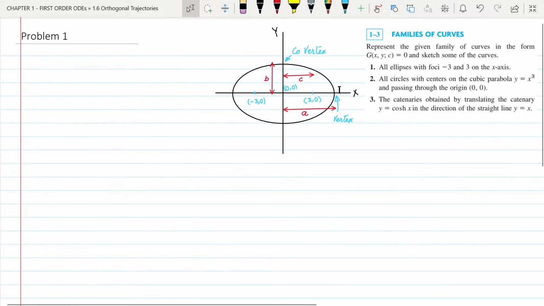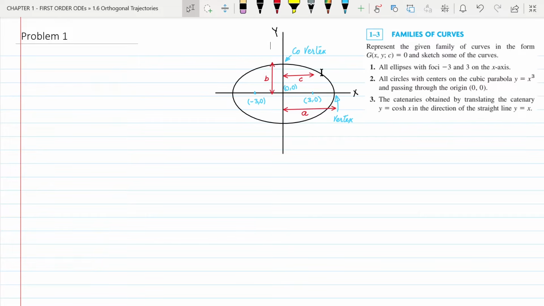This point is called the vertex, and the distance from the center to the vertex is called the major radius of the ellipse. This point is called the co-vertex of the ellipse, and the distance from the center to the co-vertex is called the minor radius, which is represented by B. So A is the major radius and B is the minor radius, and the distance from the center of the ellipse to the focus, let us call that C.